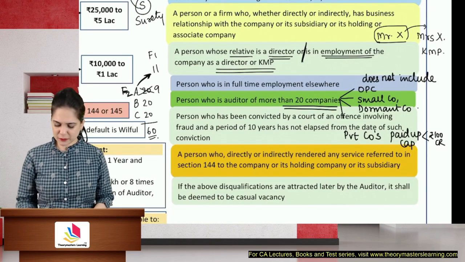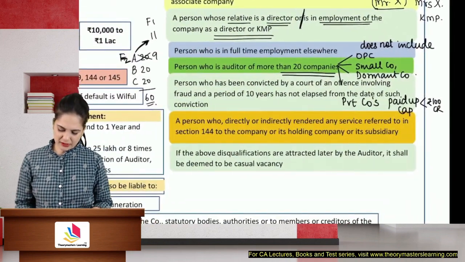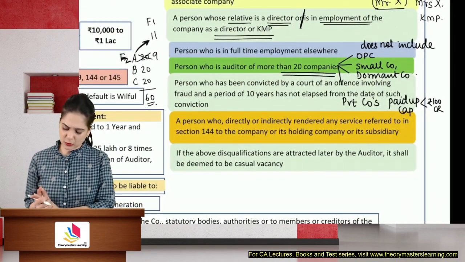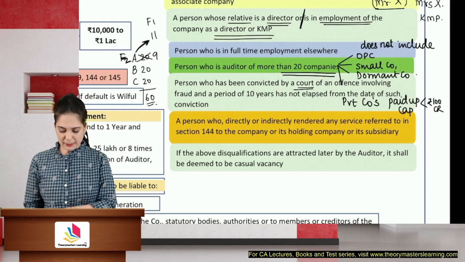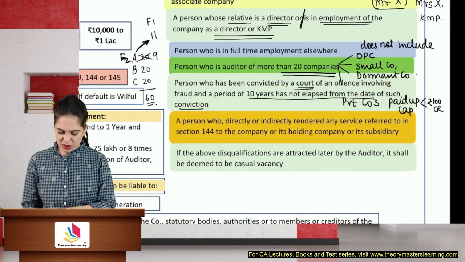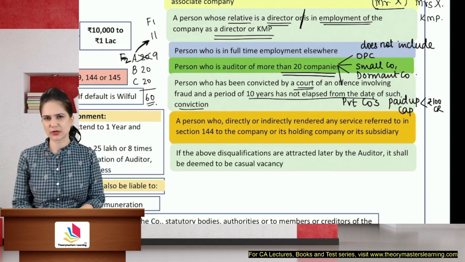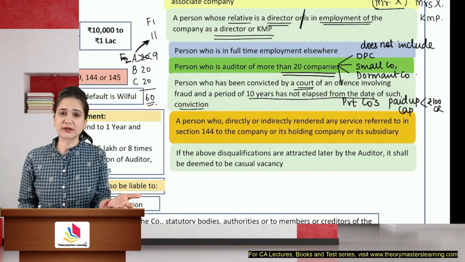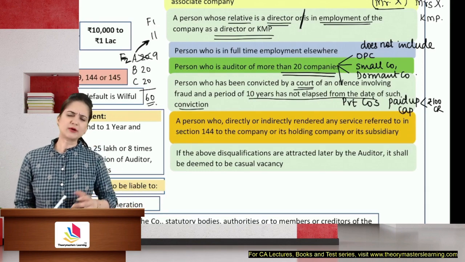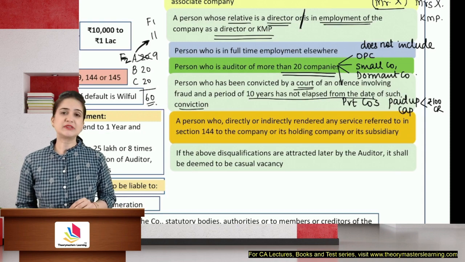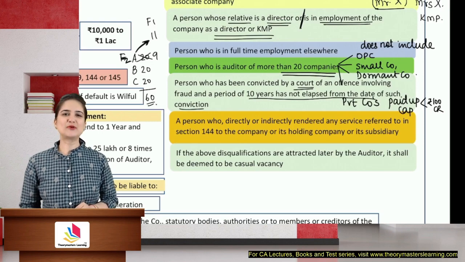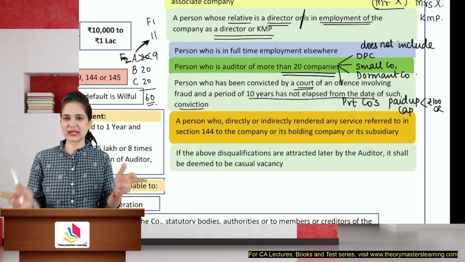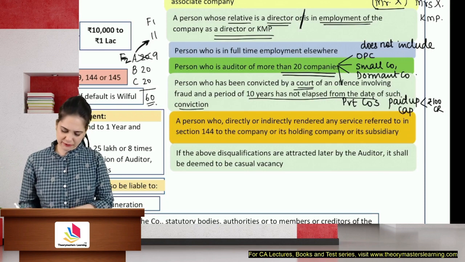But yes, that number of 20 will not include OPC, small company, dormant, and companies which are private and hold less than 100 crores paid up capital. Person who is convicted by a court of an offense involving fraud and a period of 10 years has not elapsed from the date of such conviction. It means the cooling period of 10 years has not elapsed. So if you may have been convicted of some fraud, there are many occasions wherein the auditors collude with the employees, with the management. Yes, and if you have been charged for fraud, 10 years have not elapsed, so that cooling period has not elapsed, you cannot be appointed as auditor of the company.